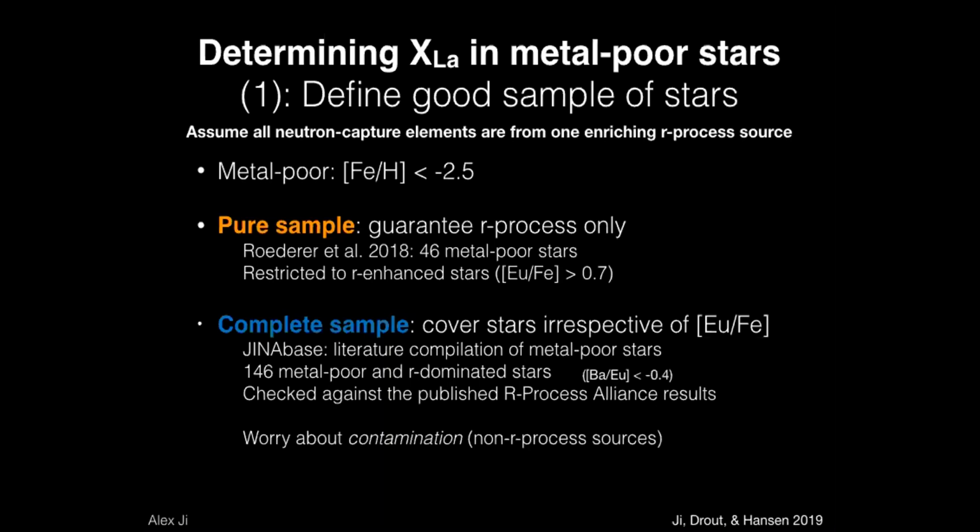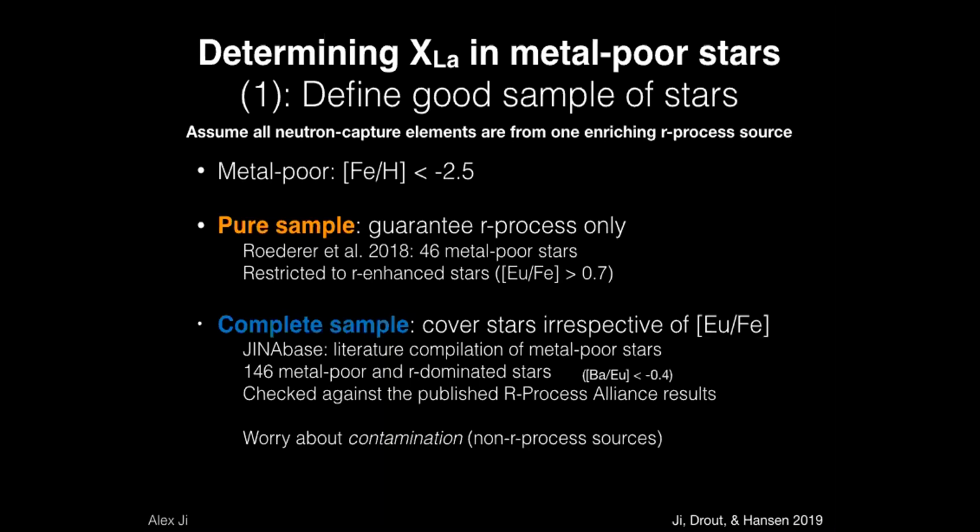And then the other sample is a complete sample, since maybe the pure sample is a biased sample of the entire set. And so we wanted to cover stars irrespective of their europium enhancement. And so what we did is we went to JINA-CEE and took all of those stars, and we had to make some cuts. So we wanted to make sure that it was primarily R process dominated, so we made a barium to europium cut.